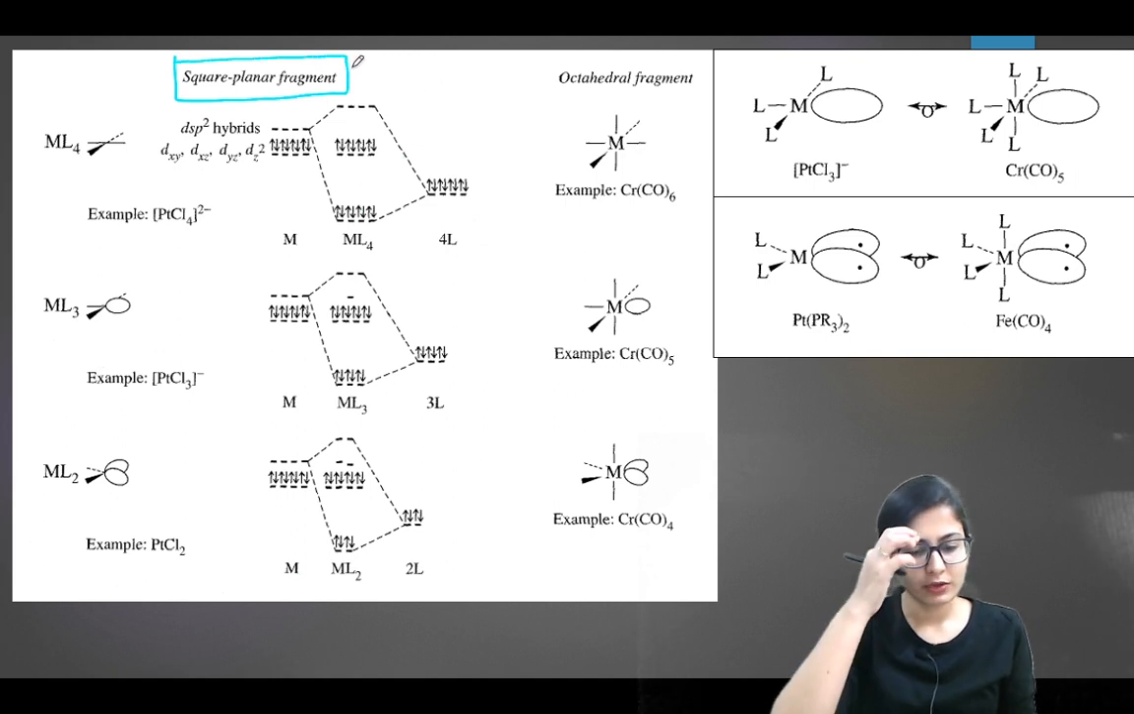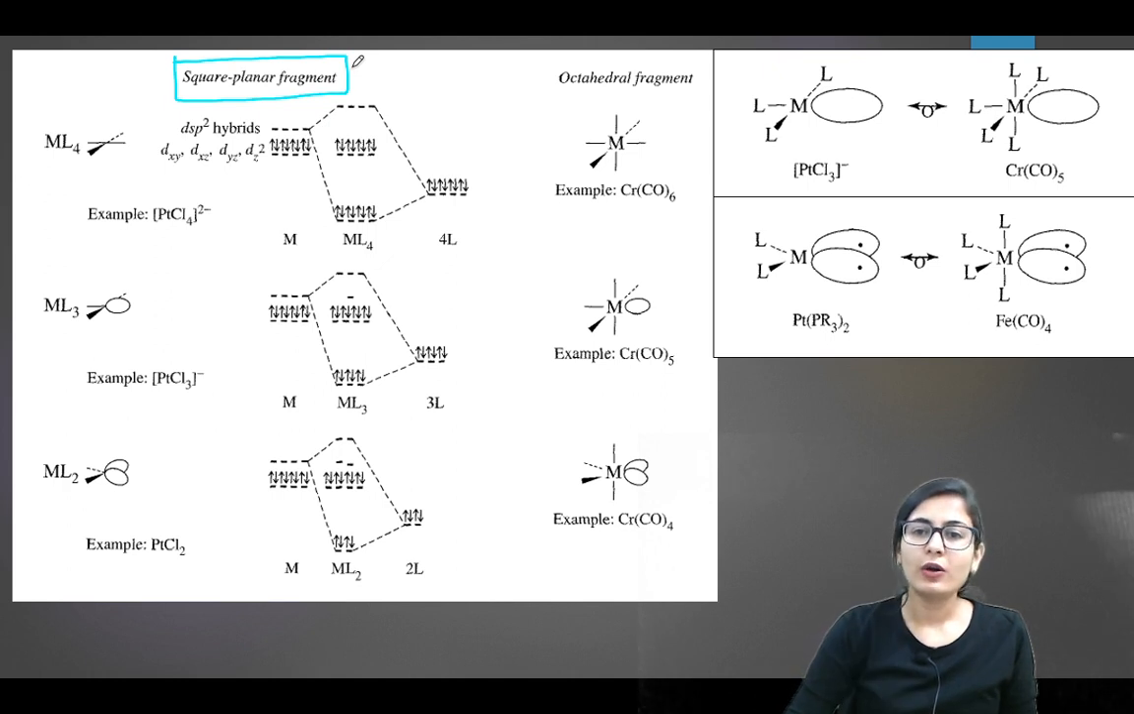Alright, so these are also important. Why? Because all of the time you cannot calculate based on the number of electrons. Why? Because if we are talking about a square planar complex, that is PtCl4 2 minus, and you are comparing it with chromium hexacarbonyl, for example. Okay, so what is the number of electrons over here?